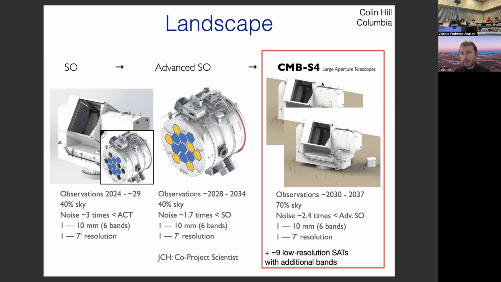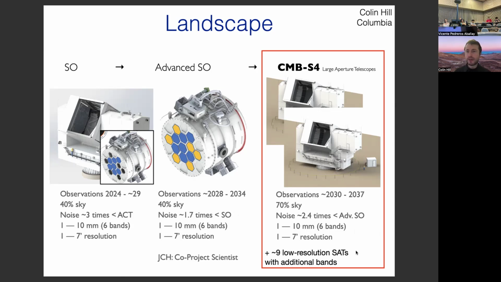And then looking further ahead, the big project, you've probably heard about it, is called CMB-S4. The original plan for this project was to start observing around 2030. There's been various delays in the US about this. I think it's more like 2034, 2035 now. It would cover an even larger sky fraction and have noise levels that surpass those of Advanced SO by another factor of two or so. So we should really be squeezing every drop of information that we can out of the CMB.